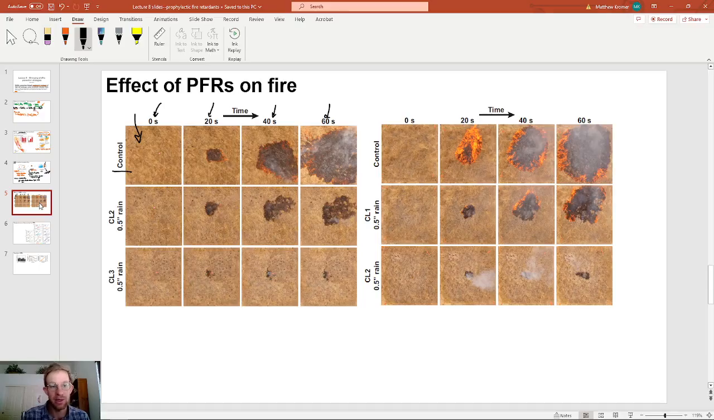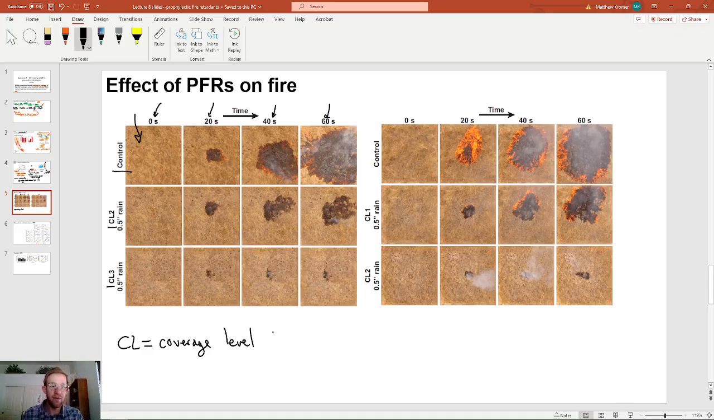Same meaning essentially, okay? But anyway, what these researchers did is they tested plots of grass or dry vegetation after not applying the PFR. So what you can see here is that when not applying the PFR, pretty much this entire plot of land, or this entire frame in this image, burns in 60 seconds, so quite quickly. And they test out various coverage levels. So CL is coverage level.